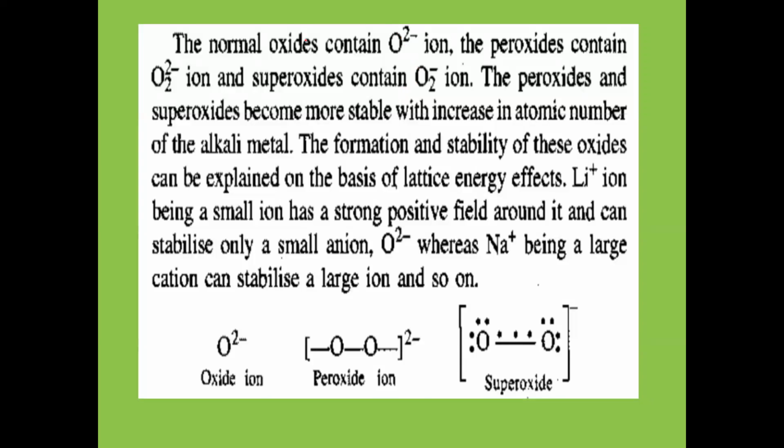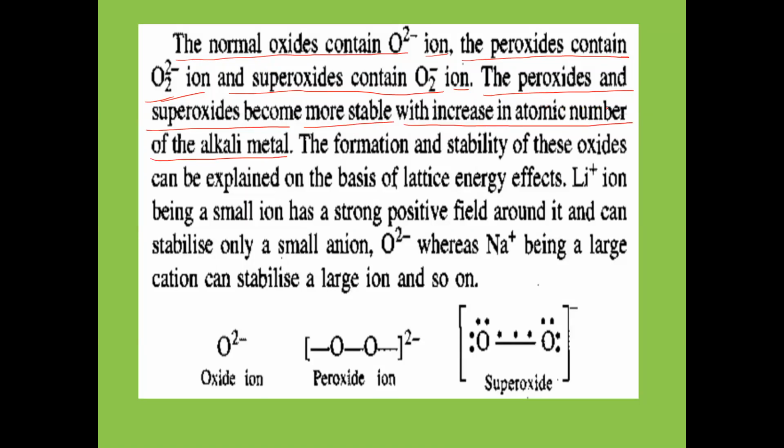Okay. Next one, the normal oxides contain O minus 2 ion. Which ion here? O minus 2. And the peroxides contain O2 minus 2 ion. And superoxides contain O2 minus ion. The peroxides and superoxides become more stable with increase in atomic number of alkali metal.